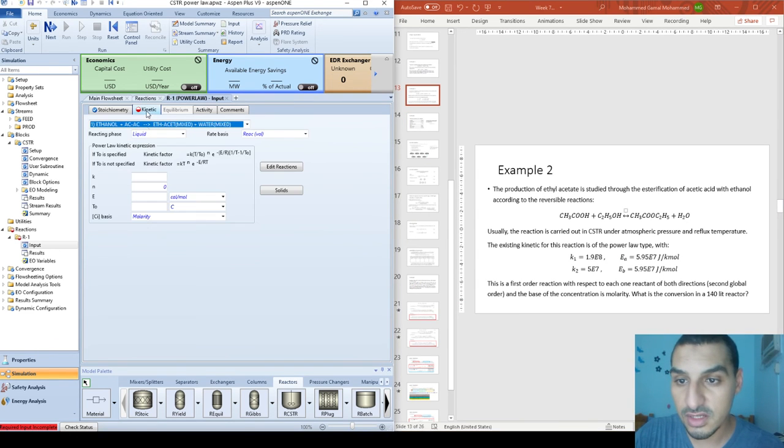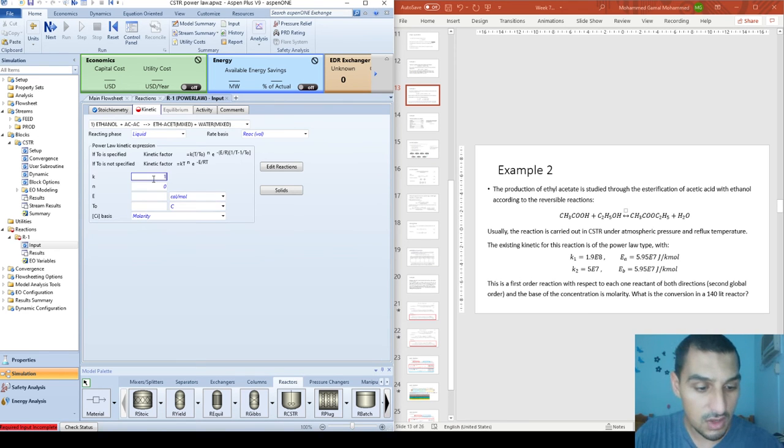So I'm gonna go for the kinetics. I have here 2 reactions. What I have here is valid for 3, 4, 5, whatever the number of reactions that you have. Just keep in mind that you have more than one reaction, so you have to make sure that you are putting the values for the right reaction. So this is the forward reaction, which is ethanol plus acetic acid.